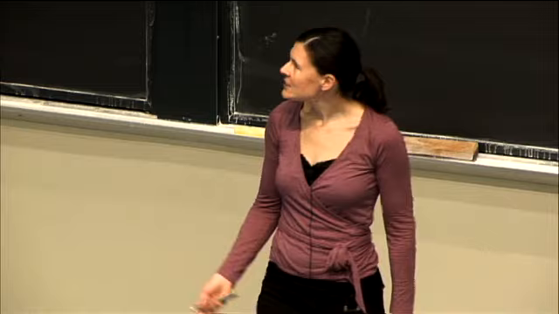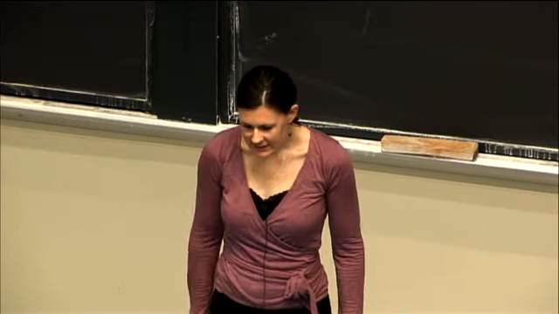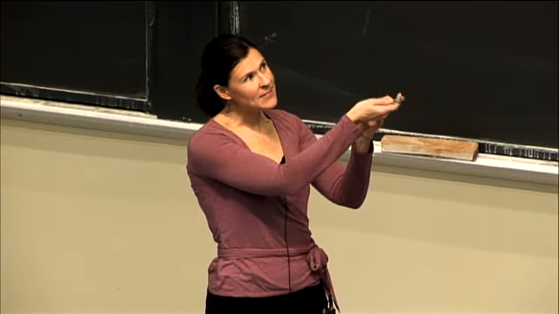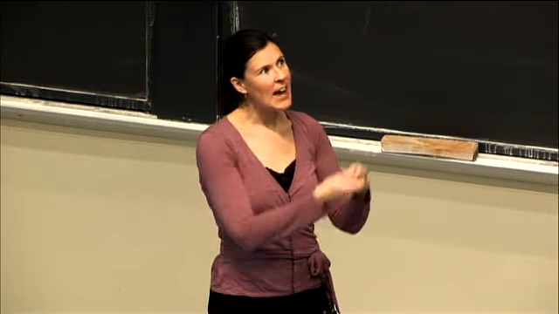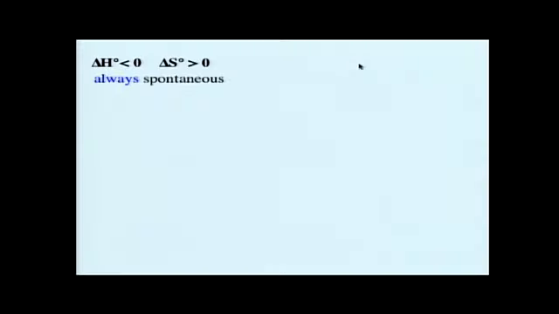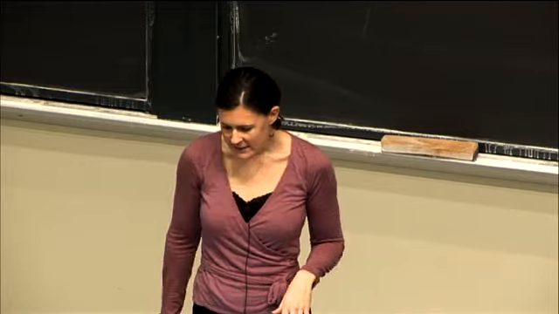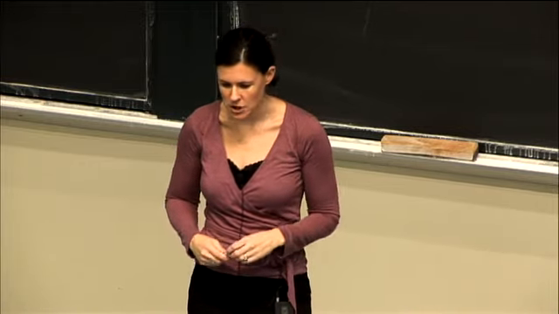So let's go back to the slides and think a little bit about why this is. So this case is always spontaneous because in this case we have a negative delta H, which contributes to a negative delta G, and a positive delta S, but since the equation says minus T delta S, that means a positive delta S is also going to contribute to a negative delta G. So regardless of what the temperature is, we're going to have a spontaneous reaction. So we say this is always spontaneous. Delta G is less than 0 at all temperatures.